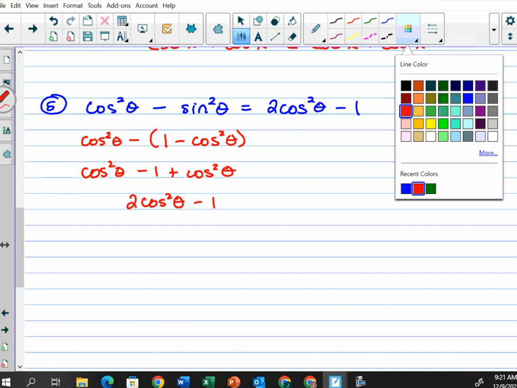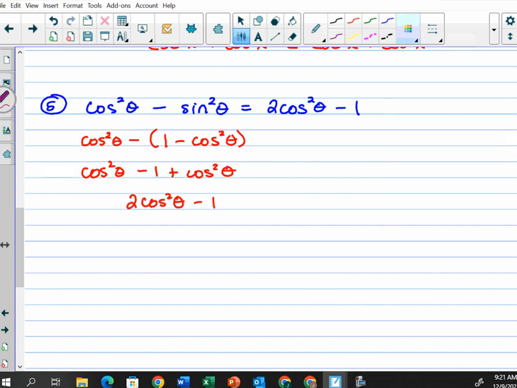Now, did anybody try to do the right side? It should work. Let's see. Instead of cosine squared, I could do 1 minus sine squared, although that's going to be ugly because we lose our cosine squared. Left side is definitely easier.